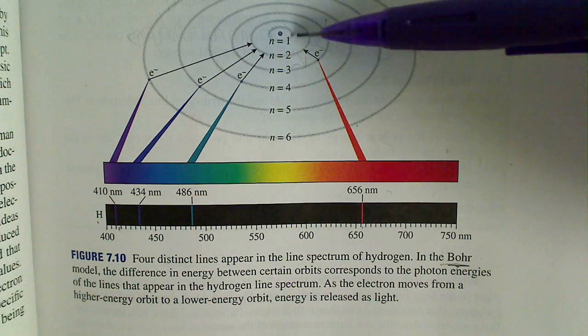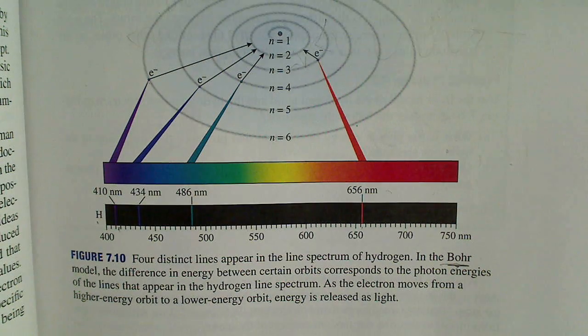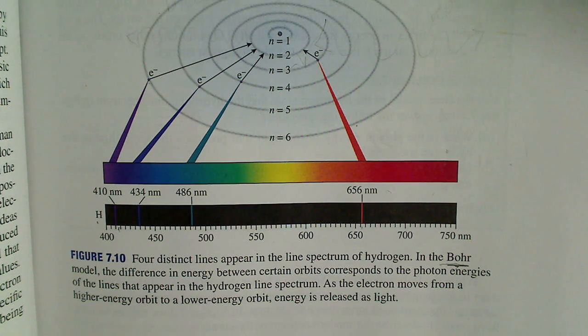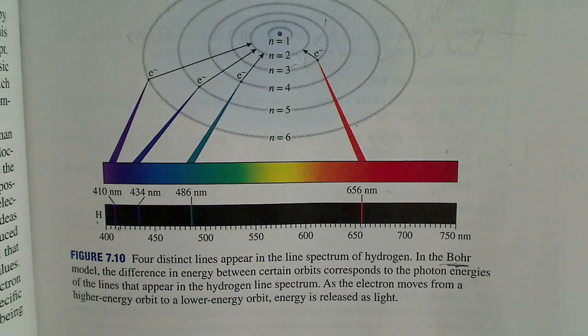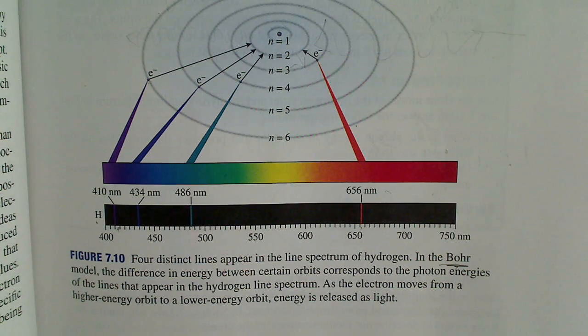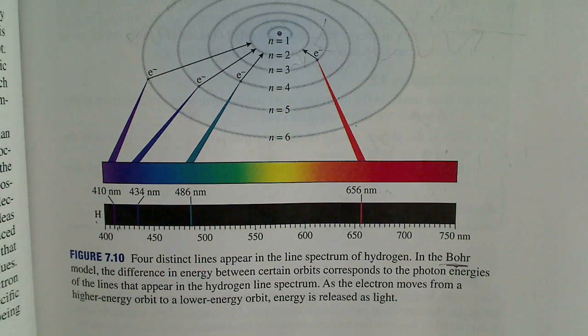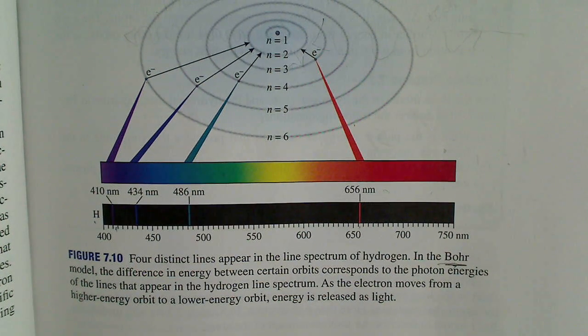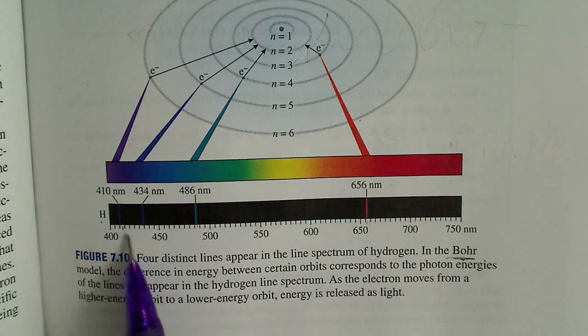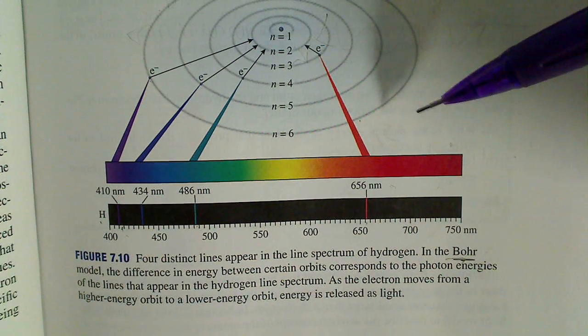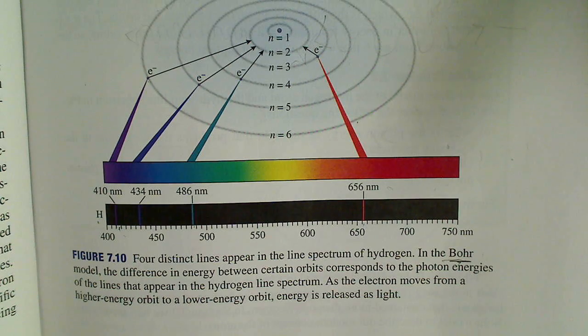So n equals 1, 2, 3, 4, 5, and 6. We've talked about that earlier. That is the principal quantum number, or the energy shell, where the electrons are. It's also the rows on the periodic table. So as we look at this picture, I like this one because it shows us the lines that we see for hydrogen. It shows us the corresponding electron transitions for that.